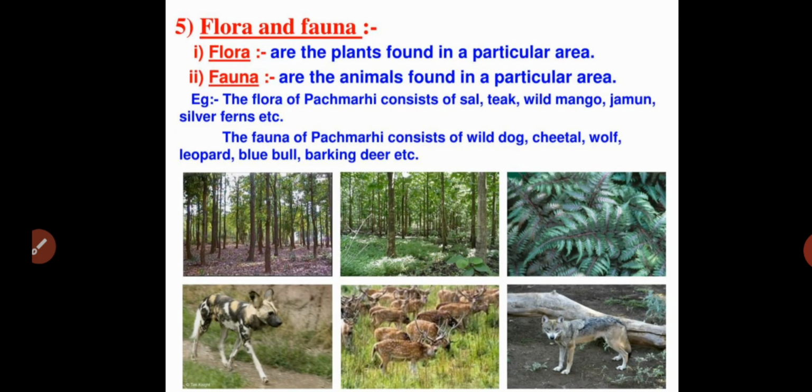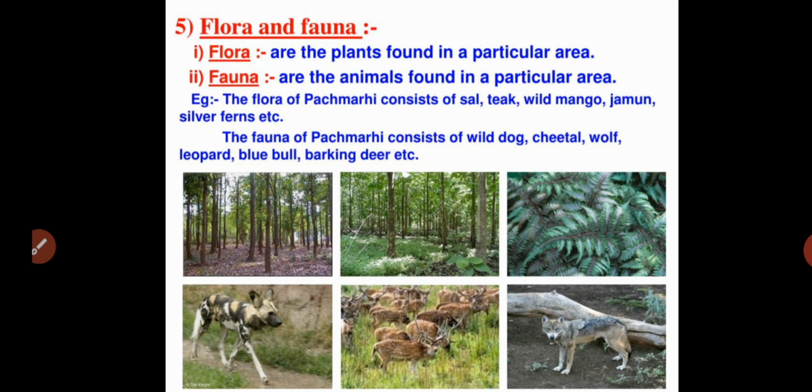Next, coming to flora and fauna. What is the difference between flora and fauna? Flora means the plants found in a particular area. So plants are commonly called flora. Fauna means animals found in that particular area.